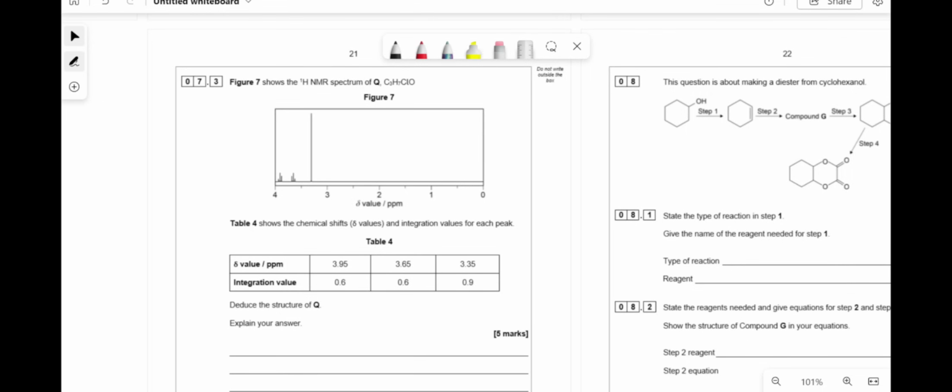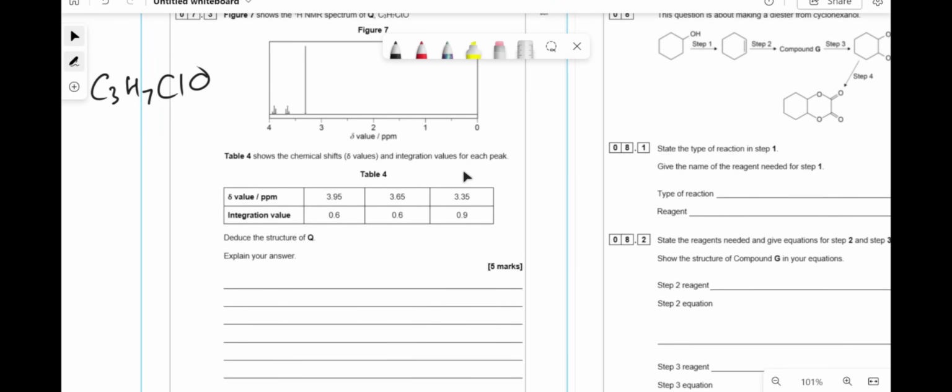Okay, so figure 7 shows the proton NMR spectrum of Q, which has the formula C3H7ClO. Cool. And they've given us chemical shifts and integration values for each peak. So the integration values, we can already work out the ratio. If you divide these both by 0.3, you get a ratio of 2 to 2 to 3.